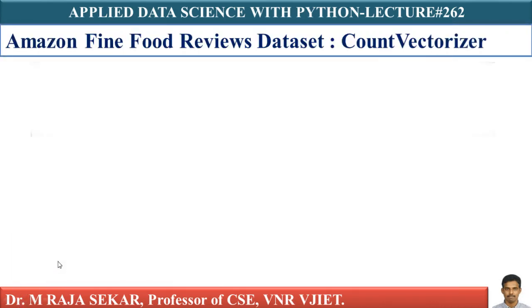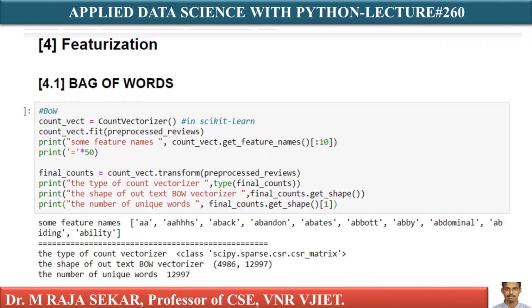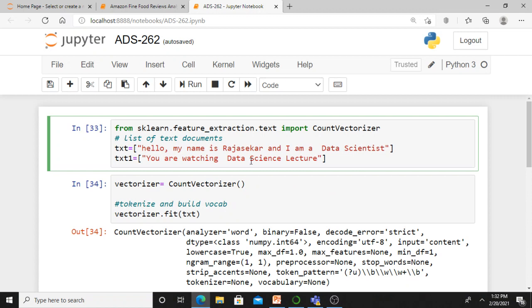In that manner, in our review text also, how many unique words are there? That is the number of columns. We will try to understand this with the help of Jupyter Notebook. Let me go to Jupyter Notebook and let me show you.